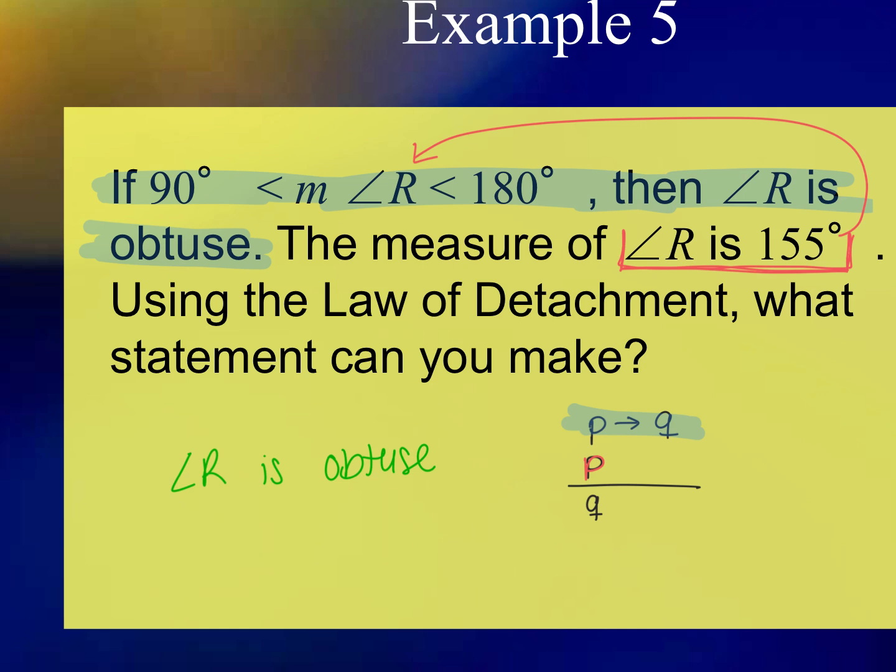So they're giving me what I have. They're giving me my statement, my conditional statement. Then I'm trying to prove my conclusion to be true. My conclusion is going to be true because they're giving me my measure. Is angle R obtuse? Yes. Why is it obtuse? Because it's 155 degrees.